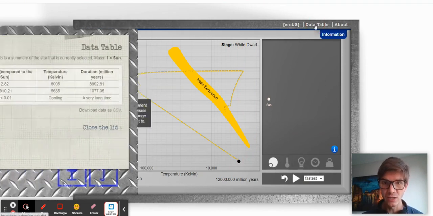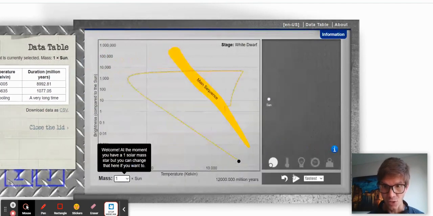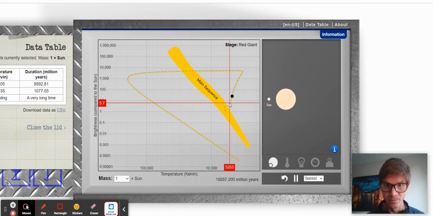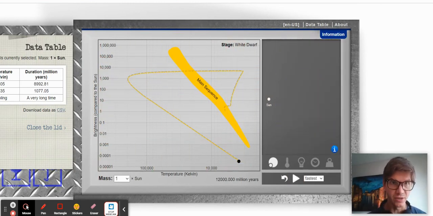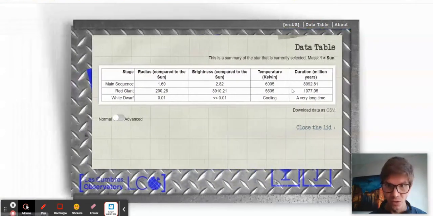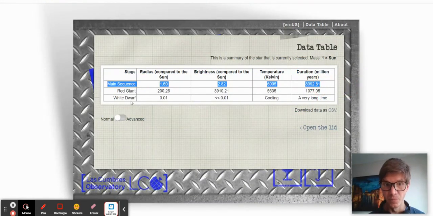But you can also take a look at this data table, and this will also give you average data for that mass of a star during these different sequences. So even though it took a long time in that simulator for me to watch the star go from its red giant phase to its later red giant phase, we know that most of this star's life took place in the main sequence phase, because we see it in our data table over here.